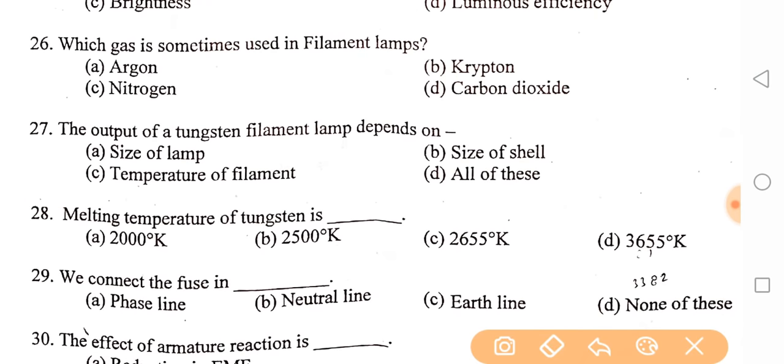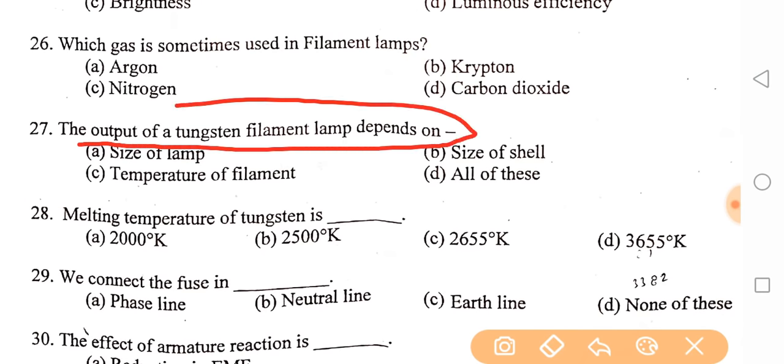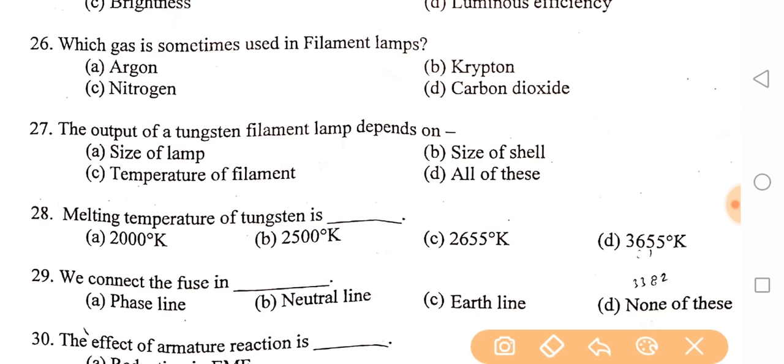Next question is, the output of a tungsten filament lamp depends on what? So for 27, the right answer is temperature of filament. Temperature of the filament affects the output of a tungsten filament lamp. Next is, the melting temperature of tungsten. As we know, the melting temperature of tungsten is quite high. So the right answer is 3655 degrees Kelvin. D option is the correct answer here.